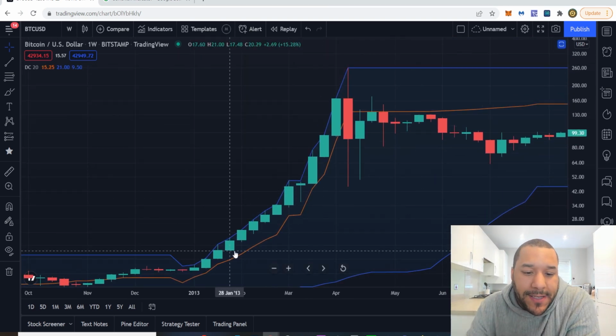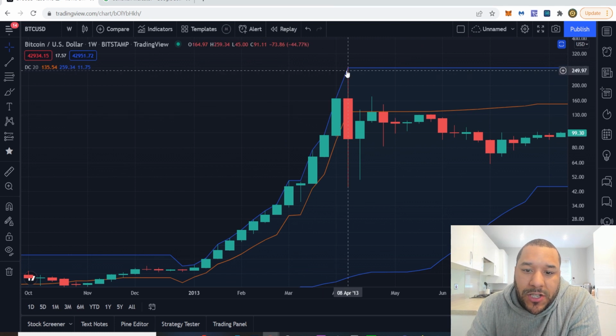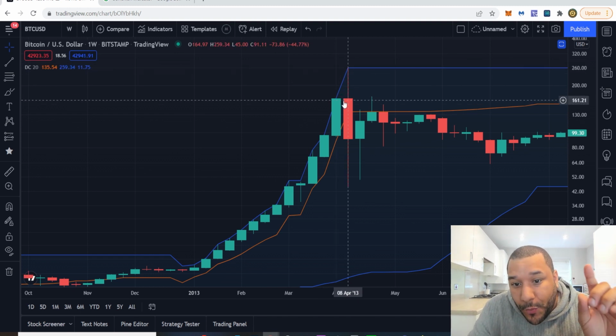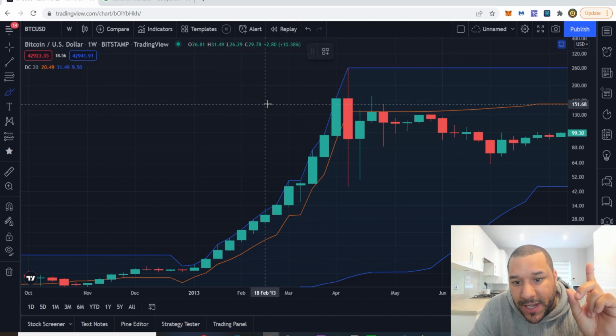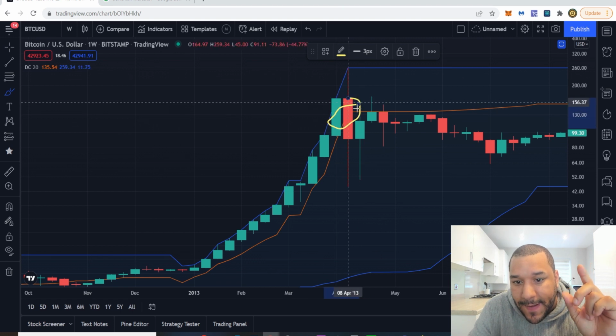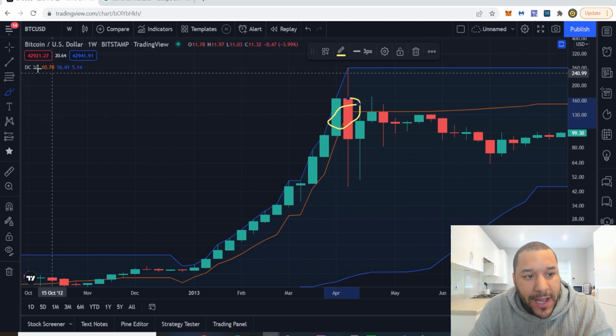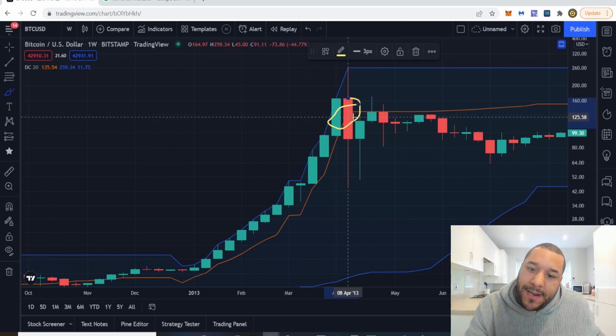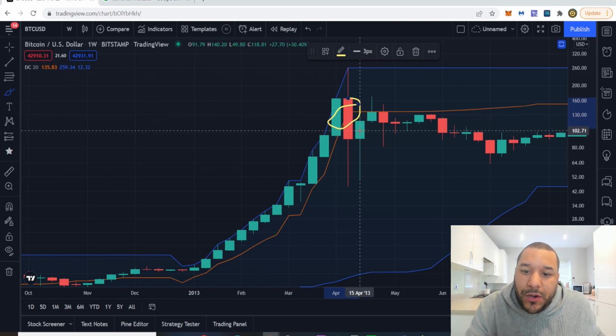So you would have ridden this all the way up. And once you've seen it come up here, when you saw the first red candle, you would have taken profits here, or you would have waited for it to cross this yellow line, which at this time would have been roundabout here. It crossed the orange line, came down, and printed its first weekly candle underneath.